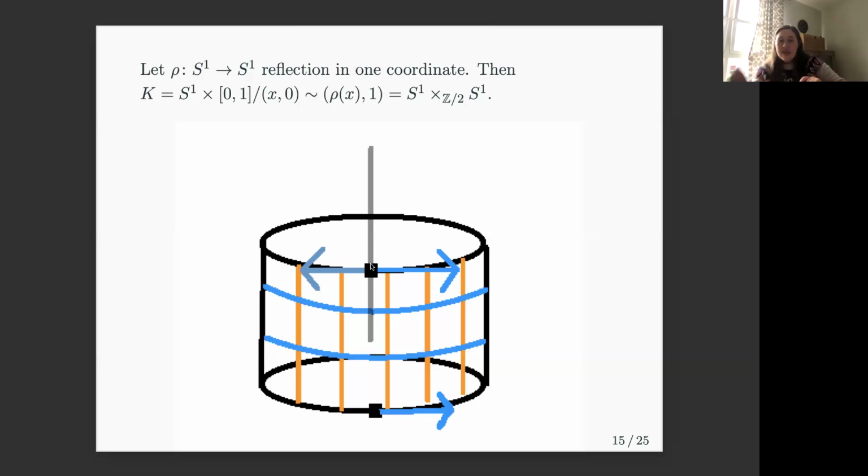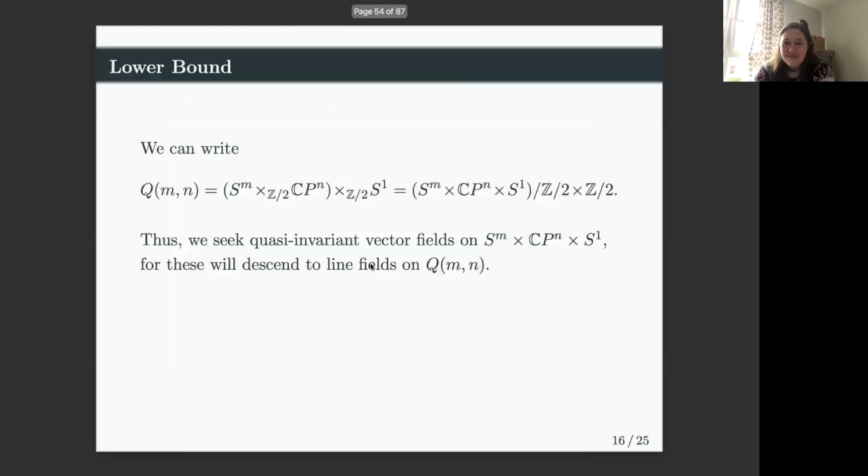So this blue thing is not going to descend to a well-defined vector field when we glue, because we'll have a point which has assigned to it two tangent vectors that are different. So it's not a well-defined vector field, but since the vectors are in the same line, it's going to be a perfectly good line field. So this quasi-invariant vector field, this blue thing, it will become a line field on the Klein bottle. I hope this is roughly convincing.